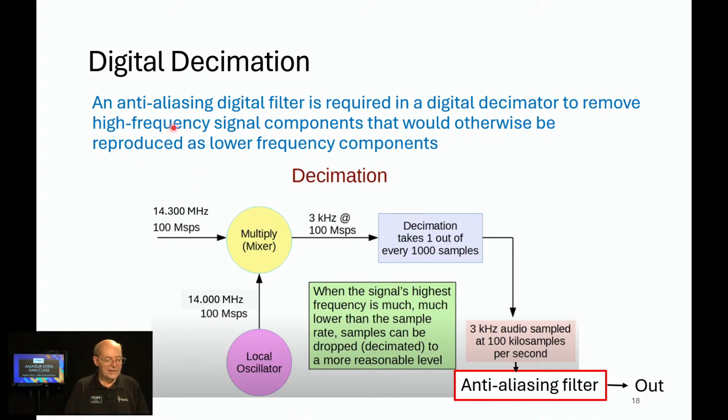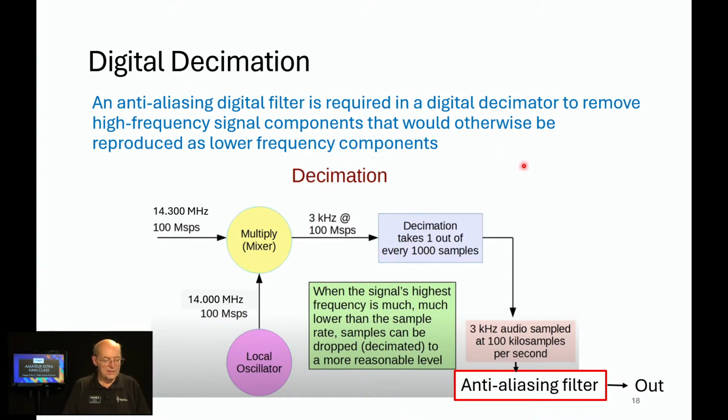Now here we've got our anti-aliasing term popping up again. In anti-aliasing, a digital filter is required in a digital decimator to remove high-frequency signal components that would otherwise be reproduced as lower frequency components. Typically, when you're doing down conversion, like is shown here, some of the higher frequency bit rate is going to be sneaking through. So we can get rid of that by using an anti-aliasing filter so we won't confuse the next stage in the chain.